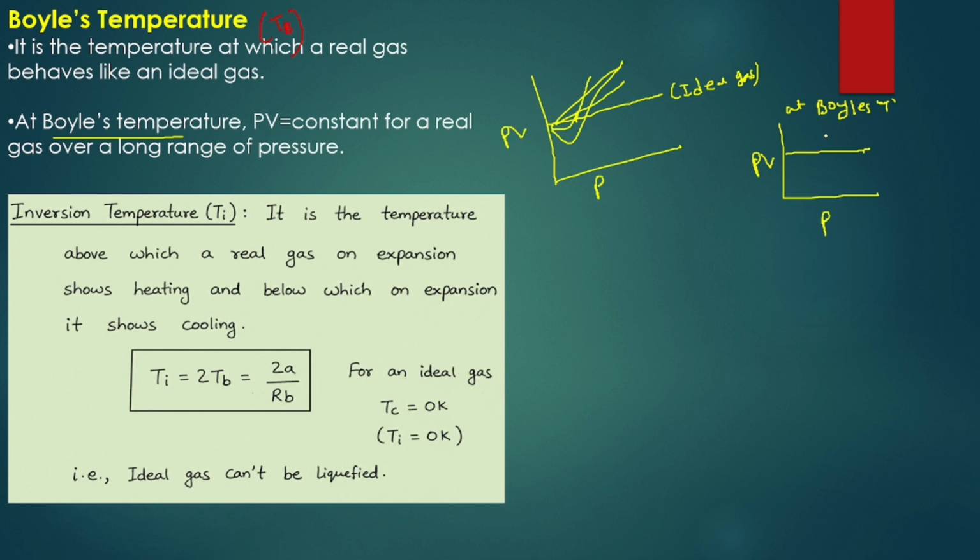The relation between Boyle's temperature and inversion temperature is Ti equal to 2 TB. For any ideal gas, the critical temperature Tc is 0 Kelvin, which means the inversion temperature is also 0 Kelvin. That means an ideal gas cannot be liquefied. You cannot liquefy any ideal gas. We are liquefying only real gases. That's the concept behind this.